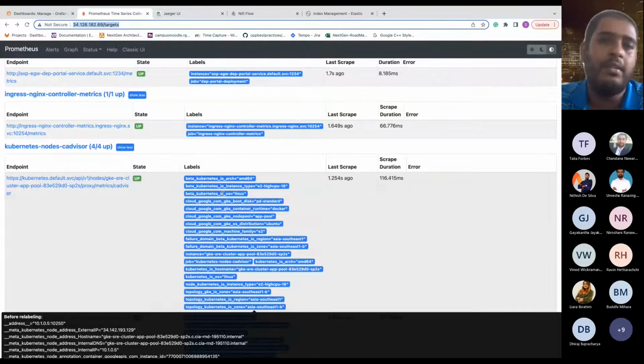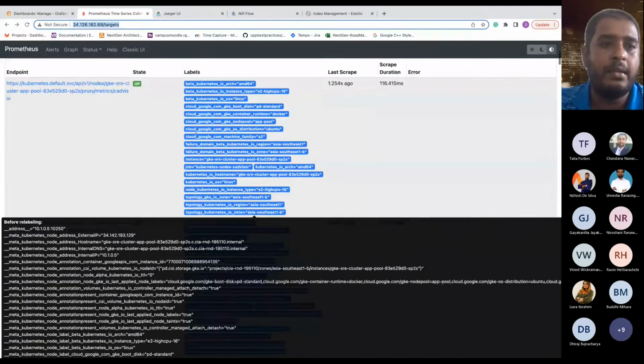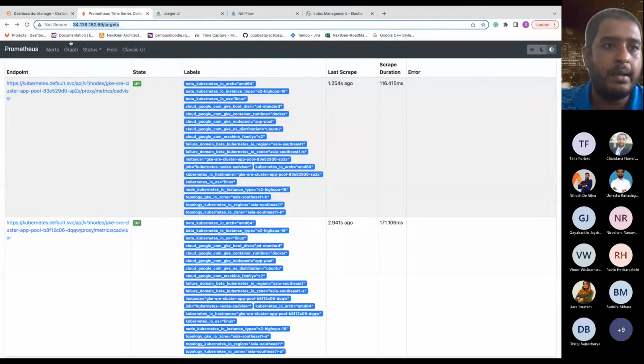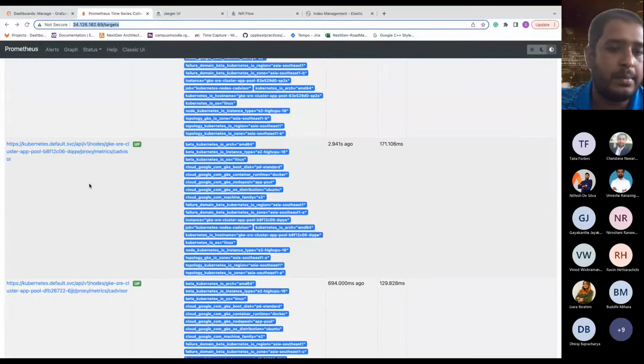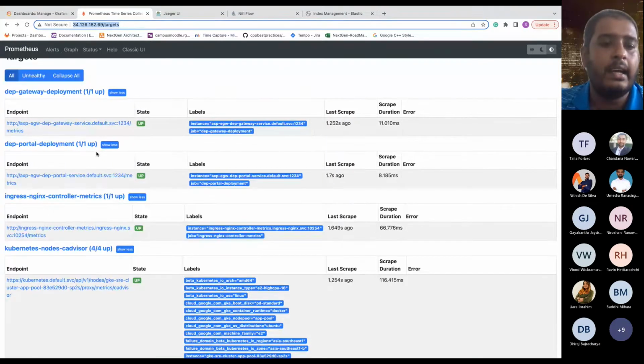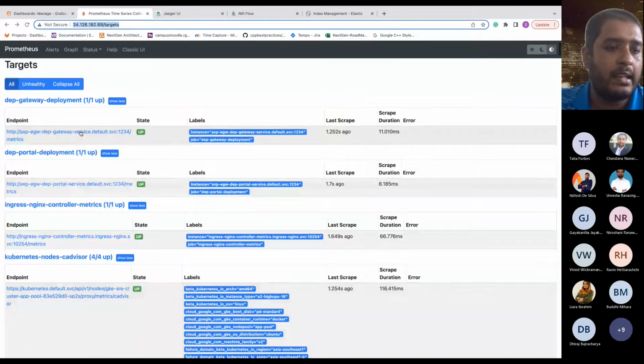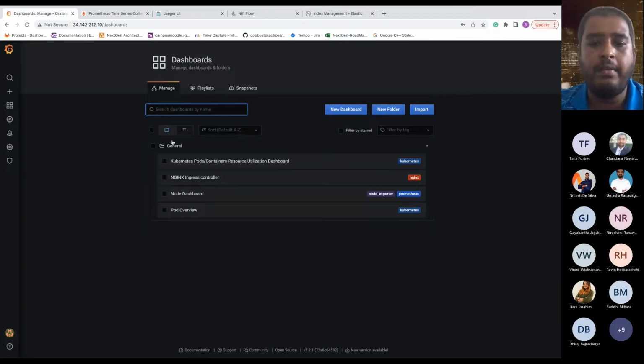So that's the beauty of this cloud native ecosystem, right? So these are the endpoints. If I go and show you some, these endpoints are exposed by Kubernetes, and of course these are exposed by the application, that is the gateway that I was just explaining. And then if I go and show the metrics, we have a few dashboards.